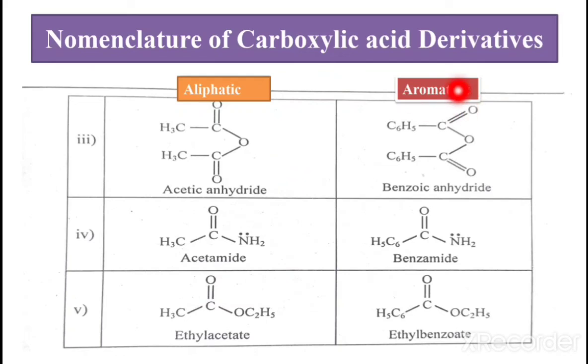Now for aromatic, here C6H5-C=O-O-C=O-C6H5 is called benzoic anhydride. This part is the anhydride group, and this is benzene, therefore benzoic anhydride. Another, instead of CH3, here we take C6H5, that means the aromatic ring. C6H5-C=O-NH2 is called benzamide. Again here C6H5-C=O-O-C2H5 is called ethyl benzoate. These are the nomenclature of carboxylic acid derivatives.